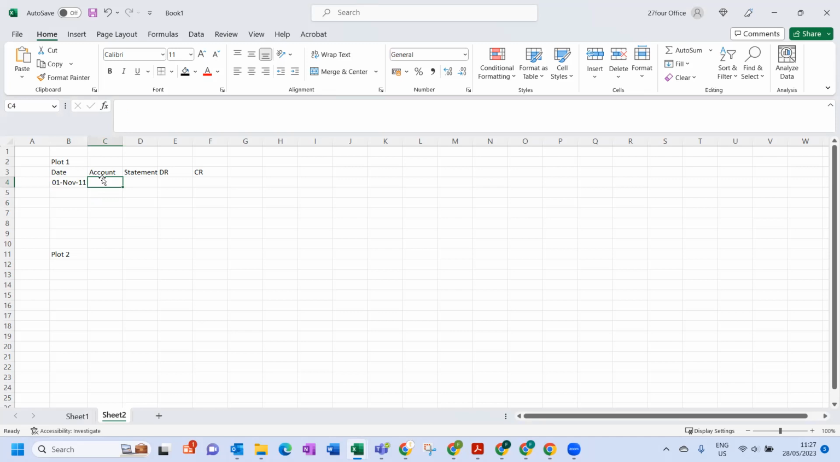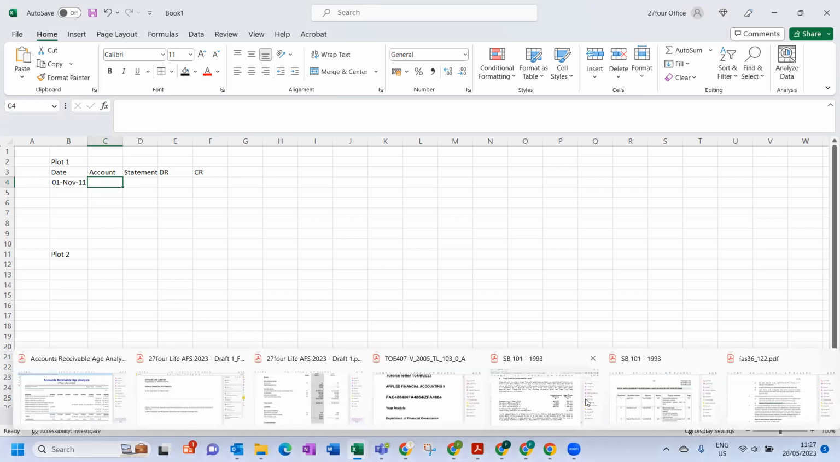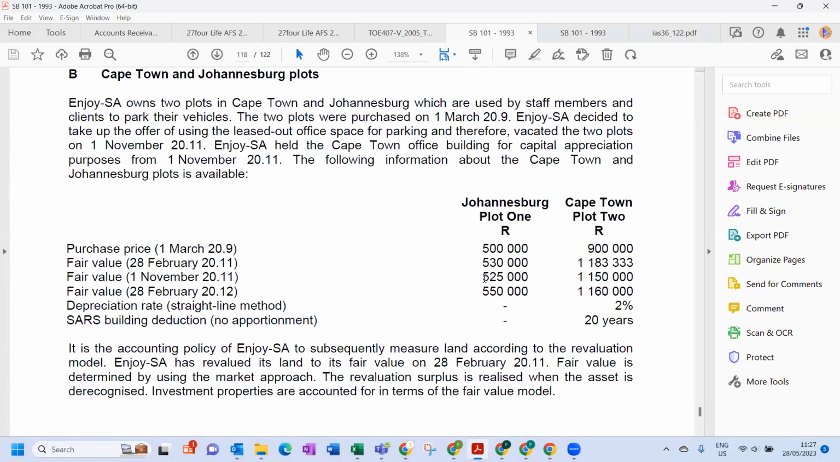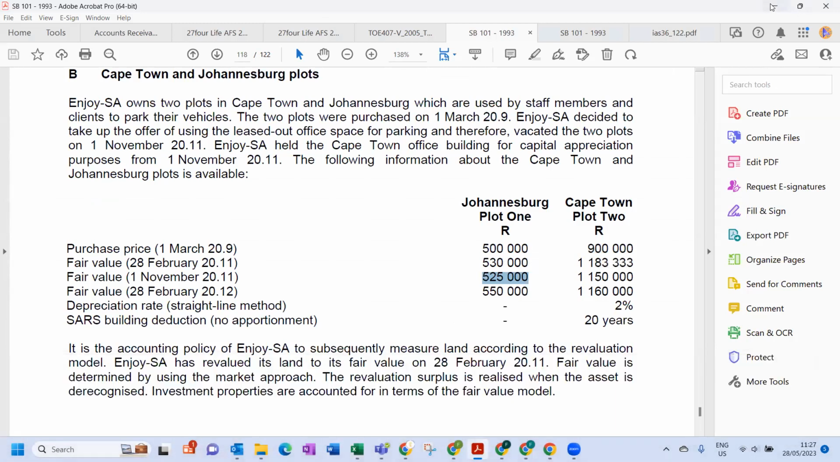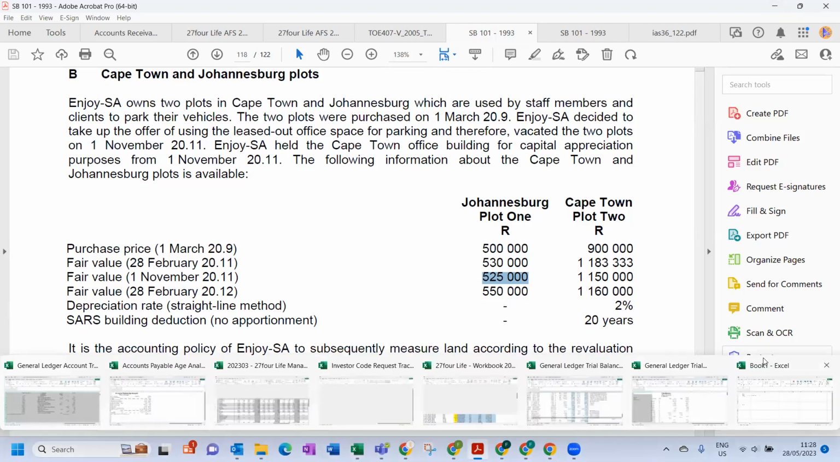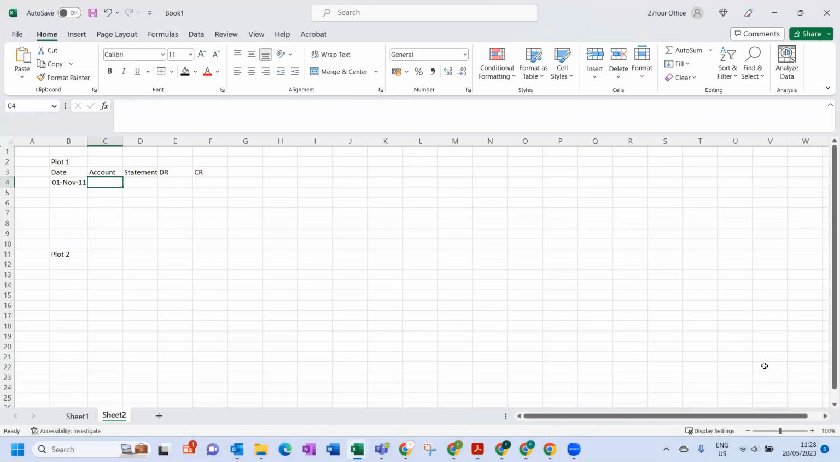So therefore, if I go back to the question, at the beginning of the year, 28 February 2011, we were on 530. Now on 1 November 2011, we need to do the revaluation. You can see it's decreasing. Because the revaluation is decreasing, we would debit revaluation loss, and we would credit land. So land would decrease: credit land 5,000 Rand, debit revaluation loss OCI 5,000.